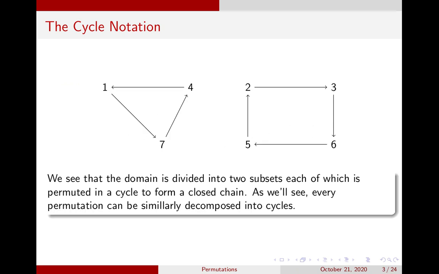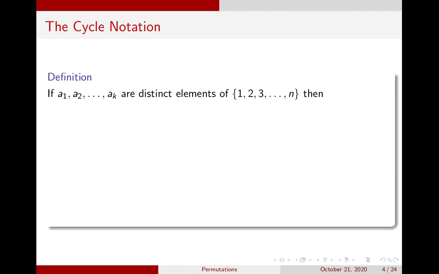So what we see is that the domain of sigma, the numbers 1 through 7, is divided into 2 subsets, each of which is permuted in a cycle to form a closed chain: 1, 7, 4, 1, and 2, 3, 6, 5, 2. And as we will see shortly, every permutation can be decomposed like this into cycles. First, we need to say exactly what a cycle is.